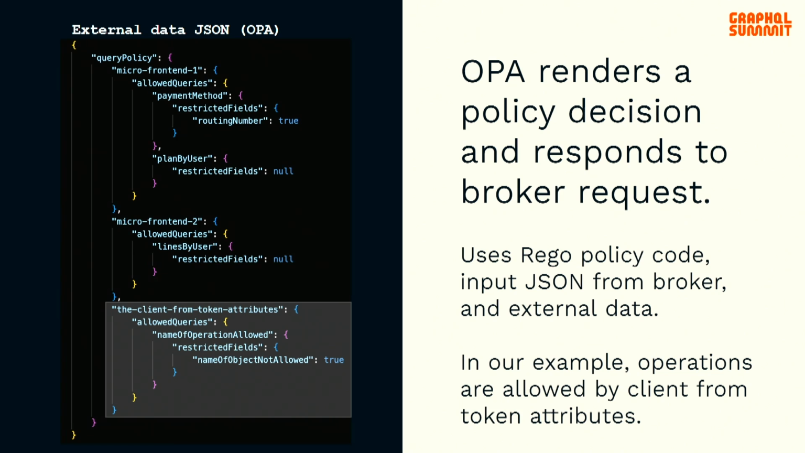So in the auth header, we pull that client from the token attributes. It might be the audience claim, like I mentioned. In our demo, we're just using basic plain text client IDs to make it simple. And then that client ID is on a map, so you look that up by the client ID, and it's mapped to what are the allowed queries for this client.